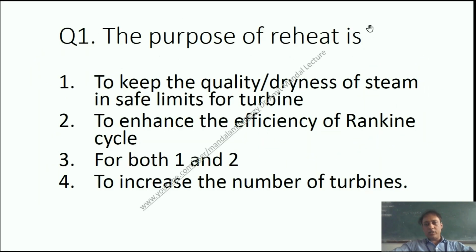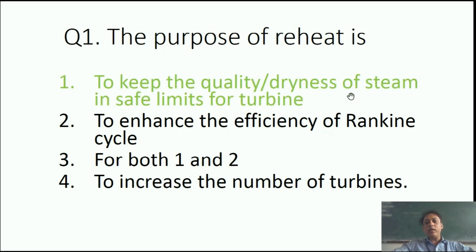So let's start. The purpose of reheat in Rankine cycle is: one, to keep the quality, the dryness fraction, of steam in safe limits for the turbine; two, to enhance the efficiency of the Rankine cycle; three, both 1 and 2; four, to increase the number of turbines. What is the correct answer? The correct answer is to keep the quality, the dryness fraction, of steam in safe limits for the turbine.